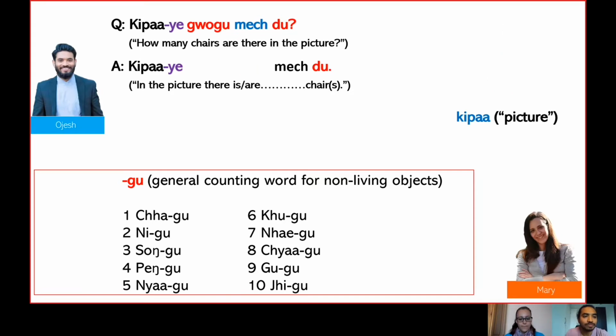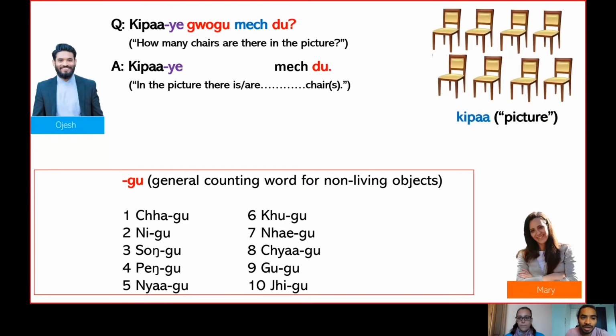Well done. And here's another one. Kipa gogu mech do? Kipae, chagu mechtu. In the picture, there are 8 chairs. That's right. Now let's move to another counting system.